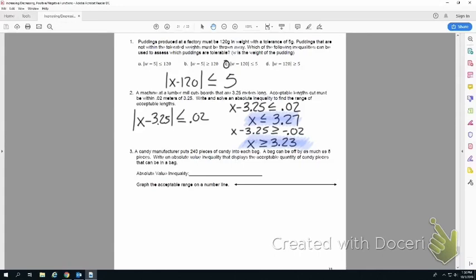Okay, because this is saying that the length is somewhere between 3.23 and 3.27. All right, this is saying the exact same thing as those two.